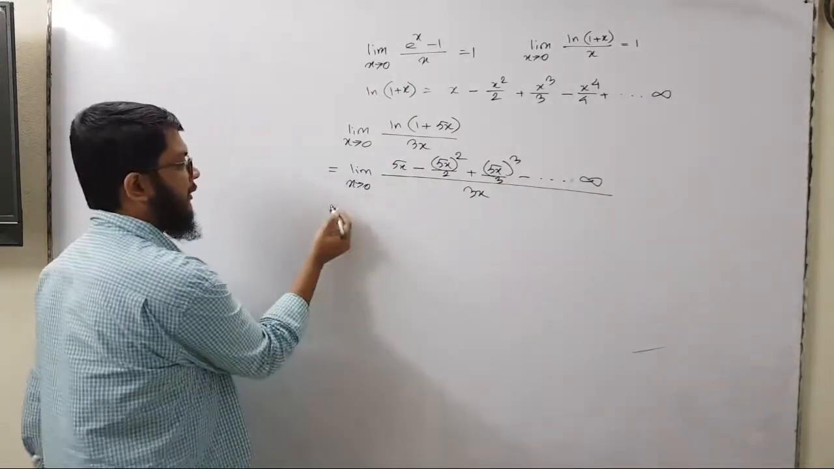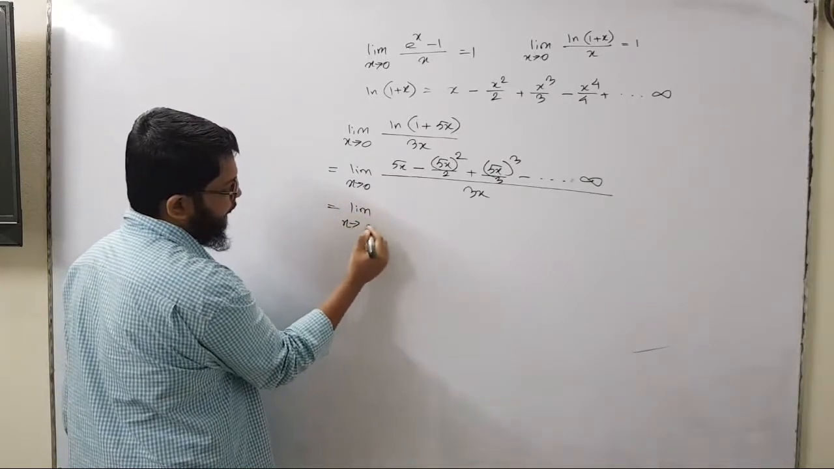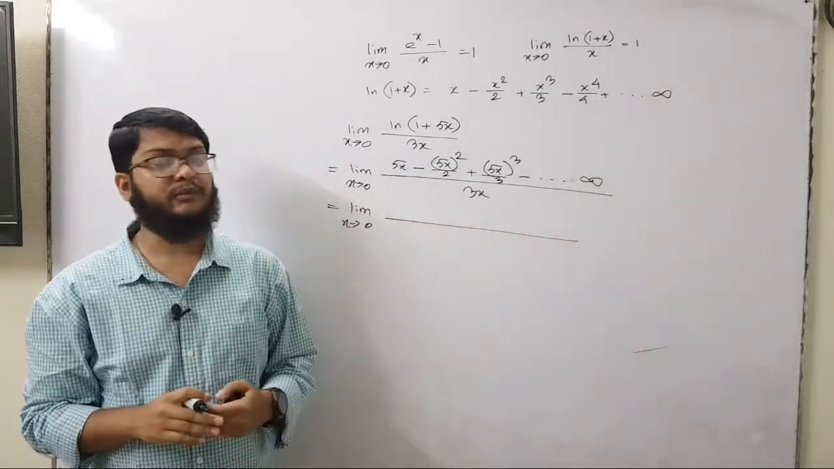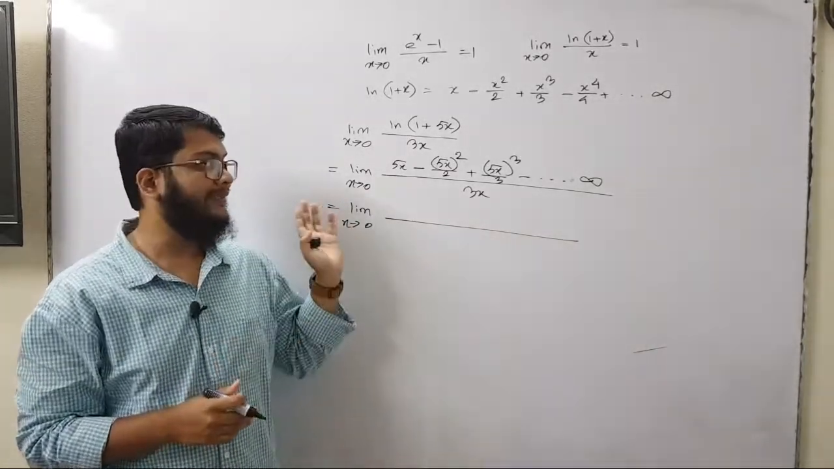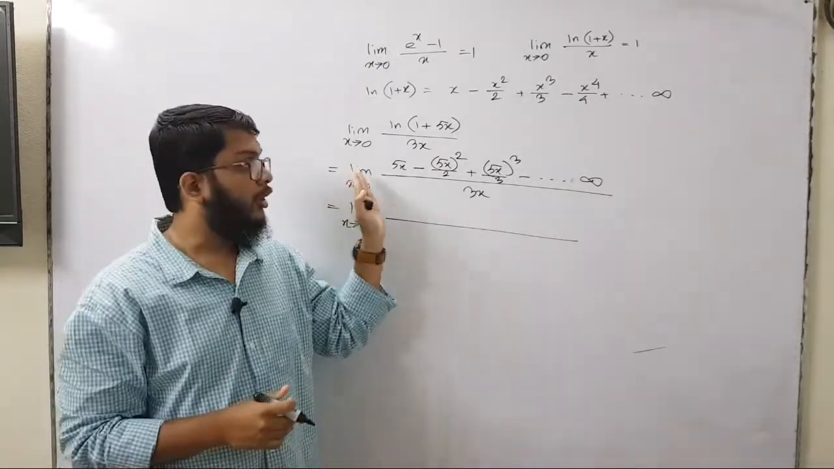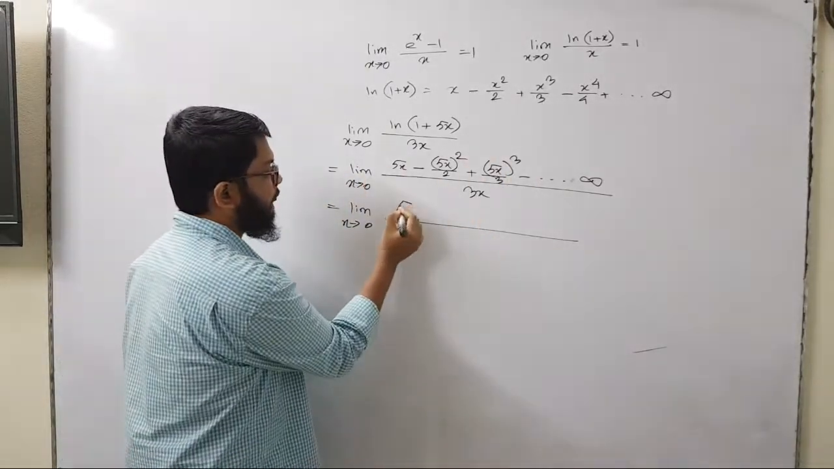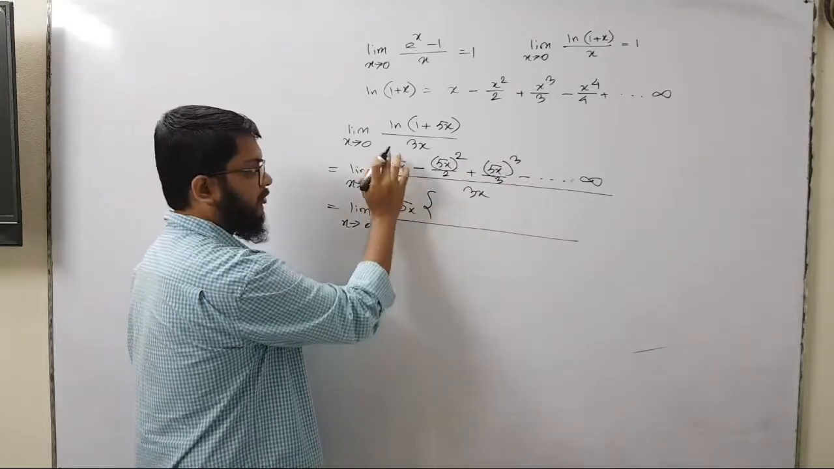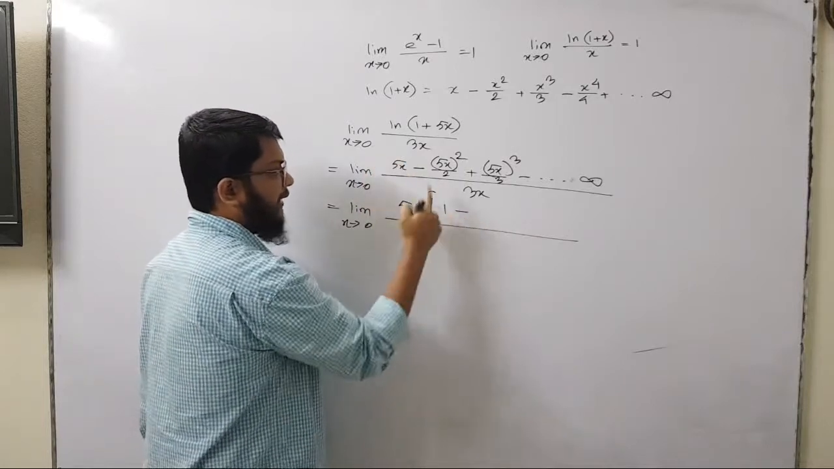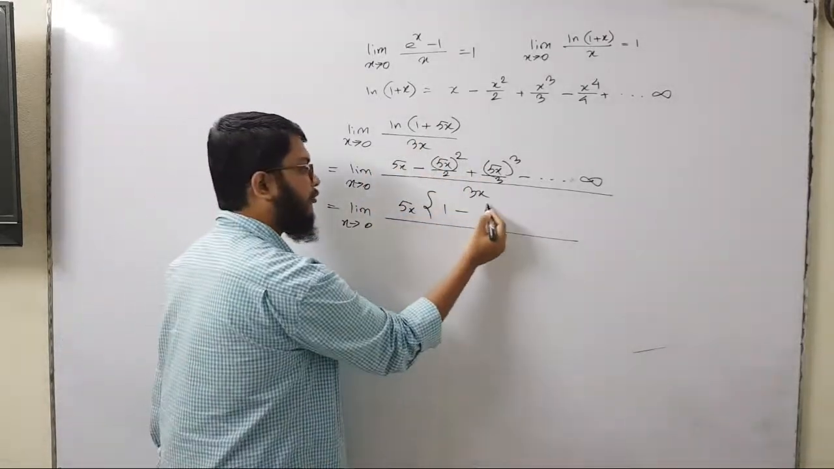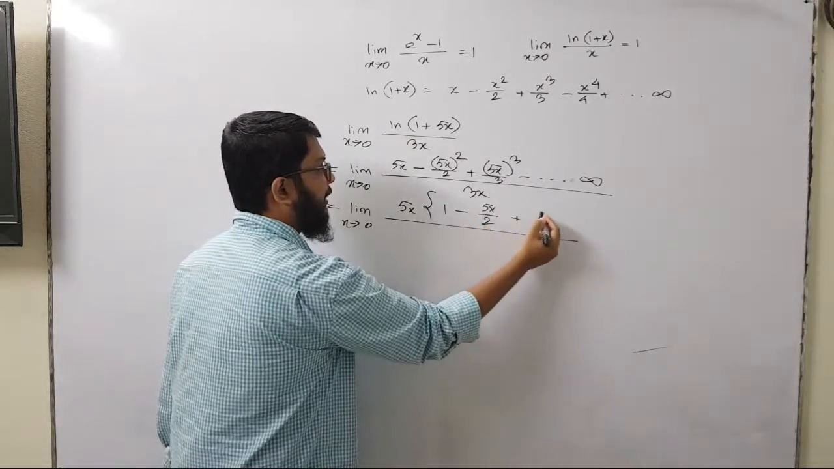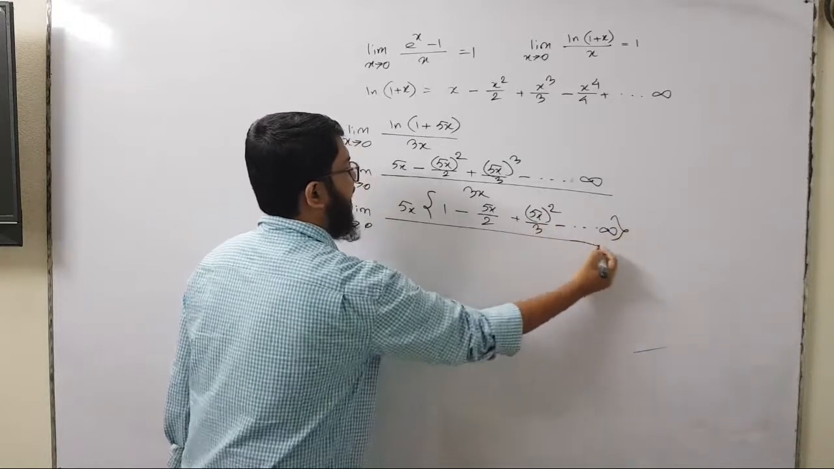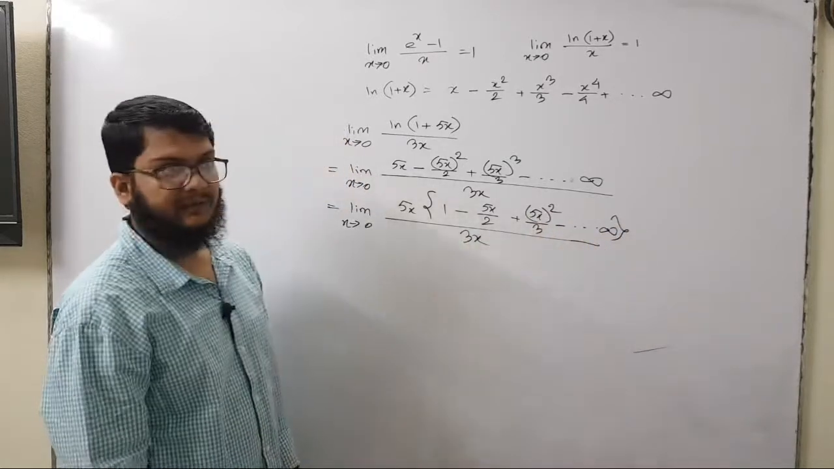Now, what should you do? As you can see, in the numerator, all the terms contain 5x. So you can take 5x as common from all the terms. That means you divide all the terms by 5x. So 5x divided by 5x is 1, minus (5x) whole square divided by 5x gives 5x divided by 2, plus (5x) whole square by 3, minus all the way to infinity. And in the denominator you have 3x, right?